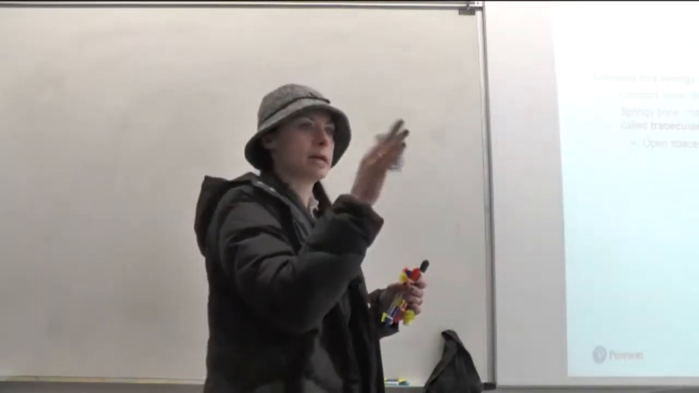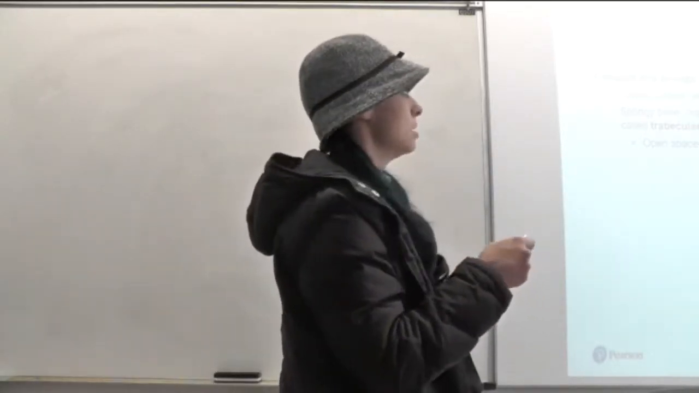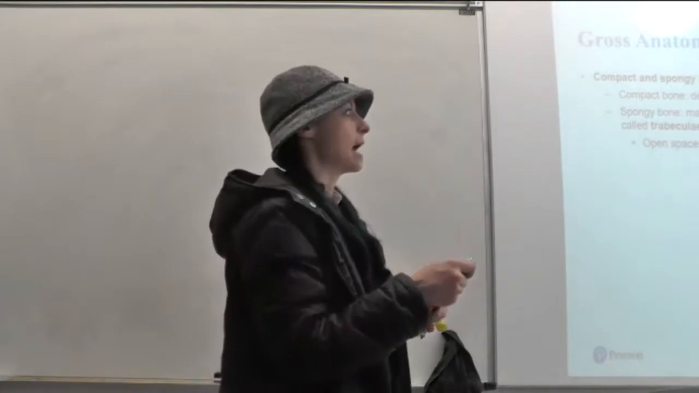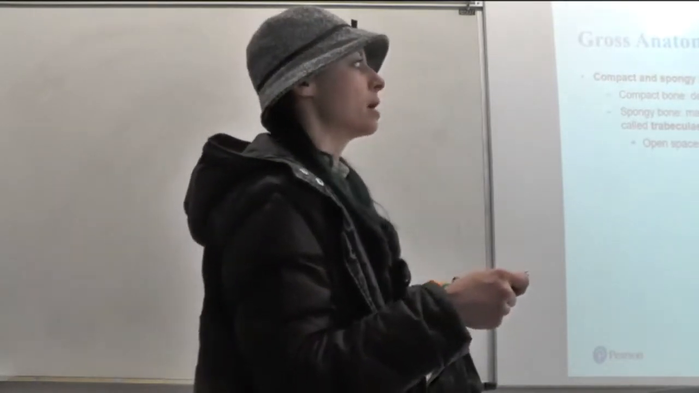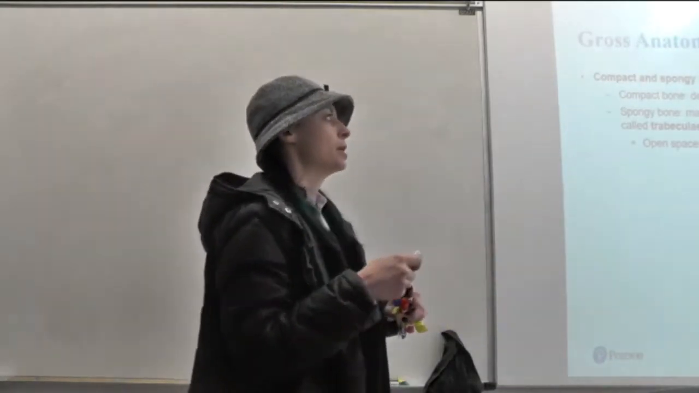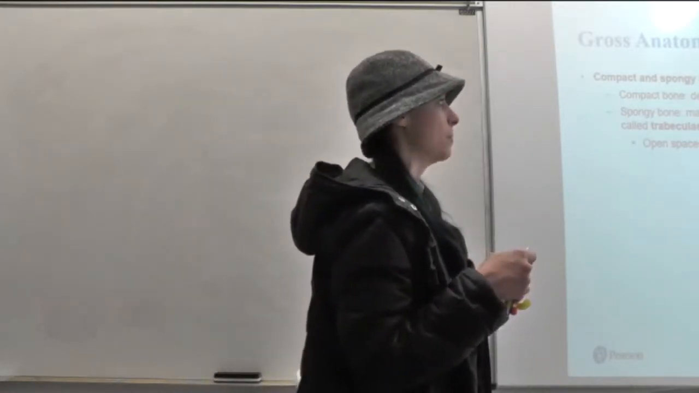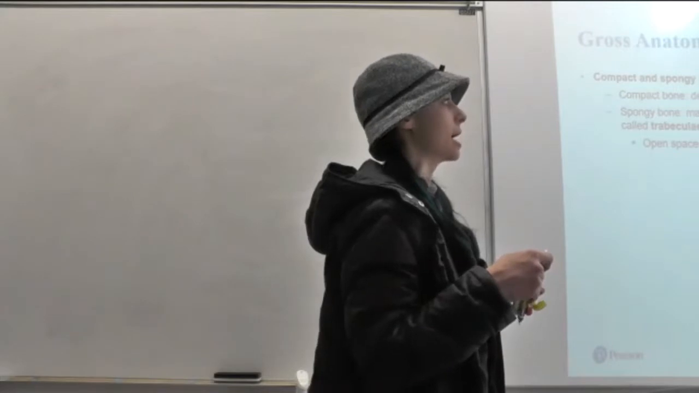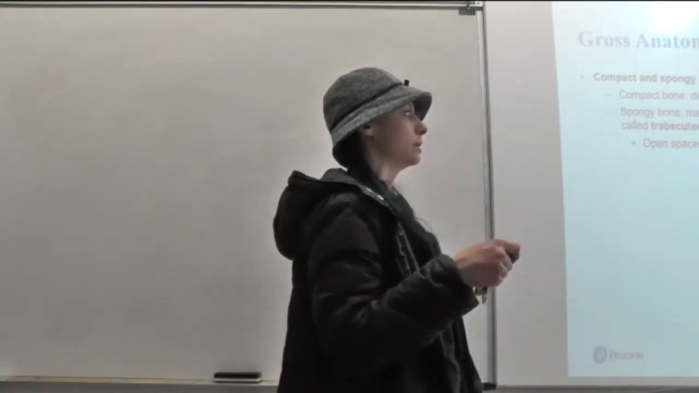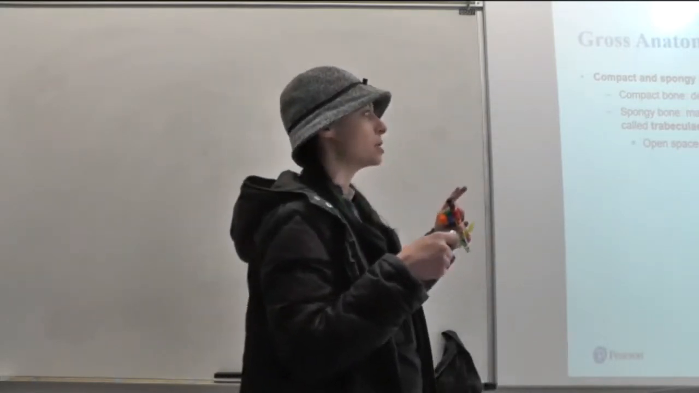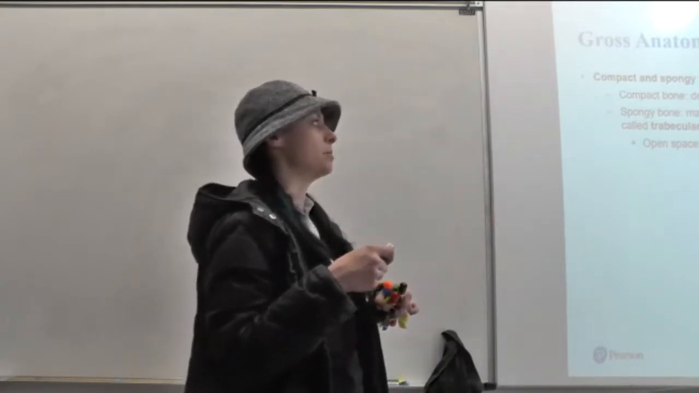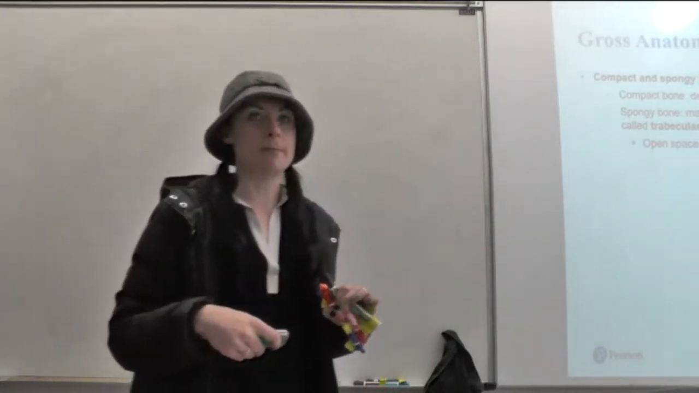Everything that you see on the outside is compact bone. So compact bone is the dense outer layer of every bone that appears smooth and solid. Spongy bone is made up of these little units called trabeculae that make it look like a honeycomb of small pieces. It looks spongy, that's why it gets the name spongy bone. It's found deep to compact bone.